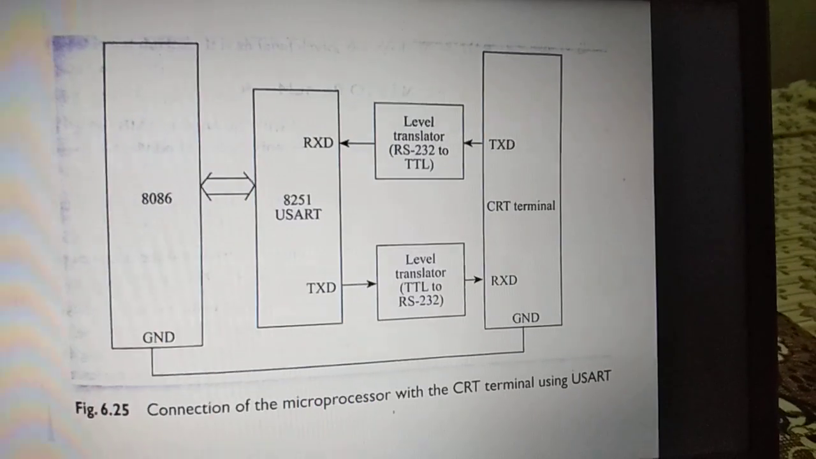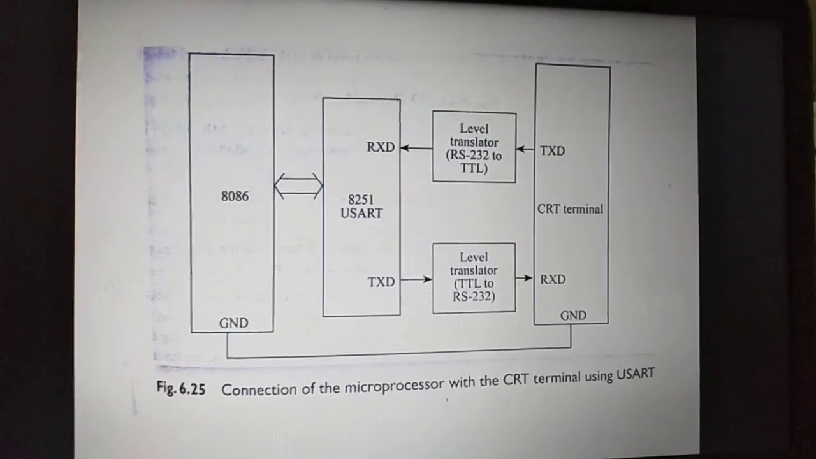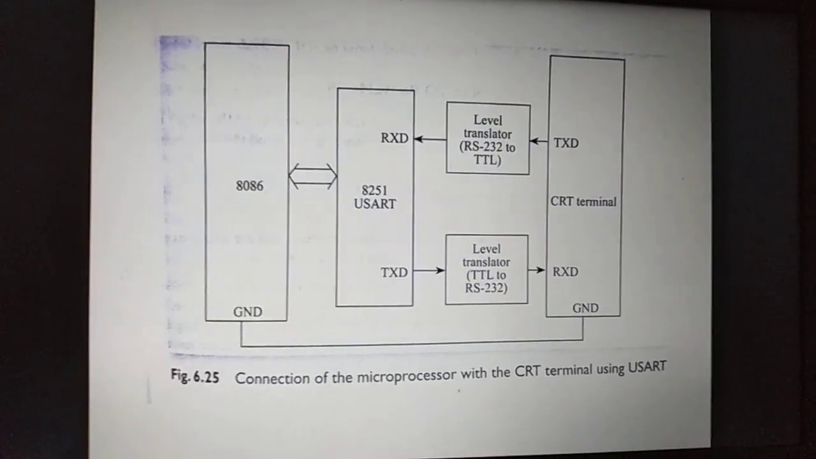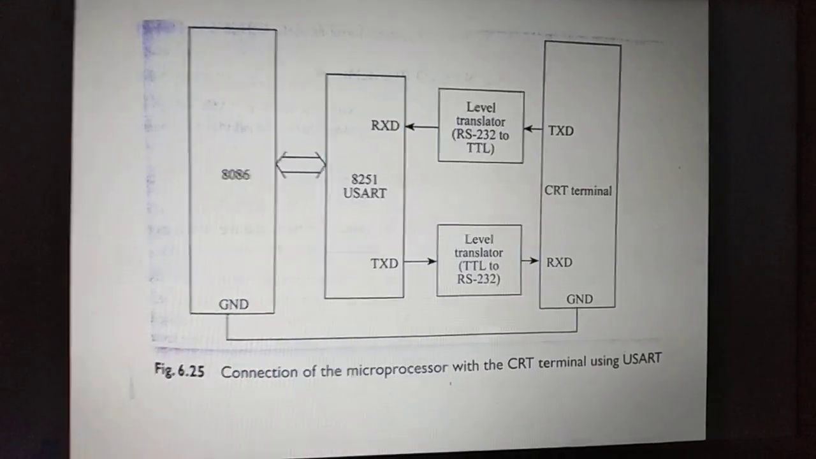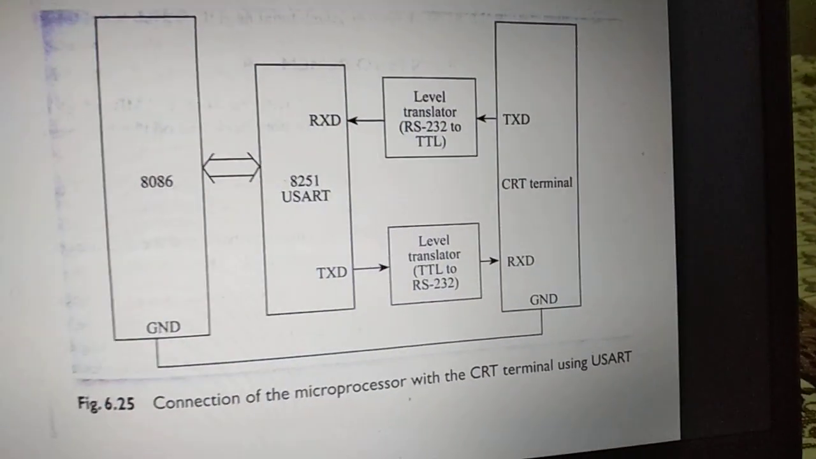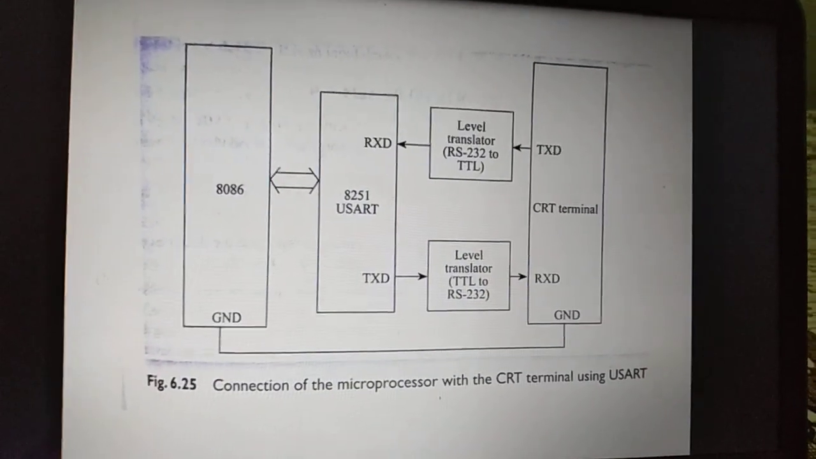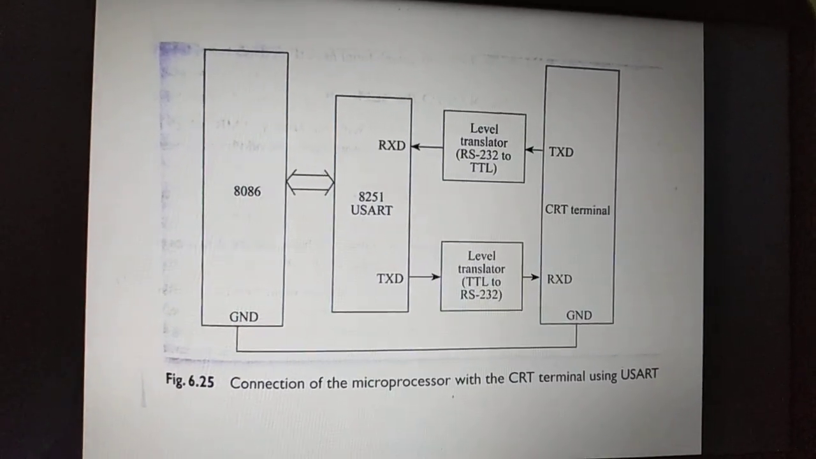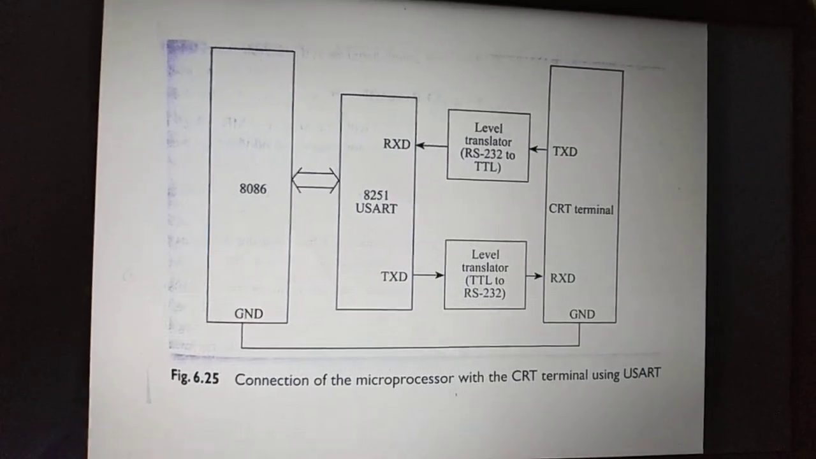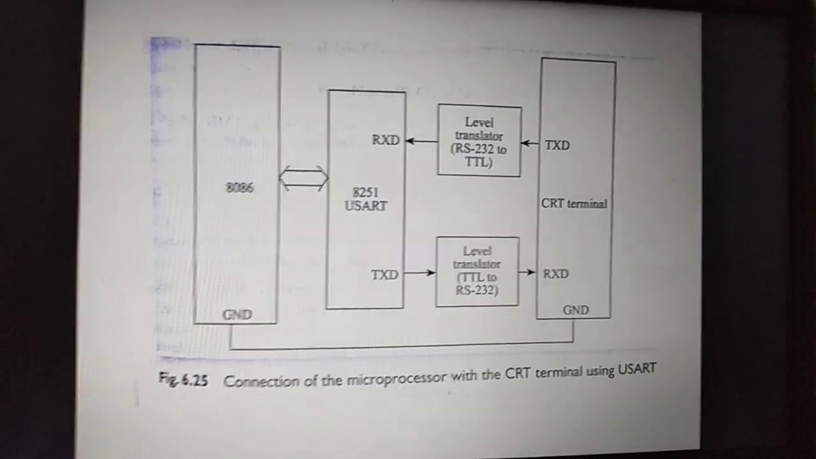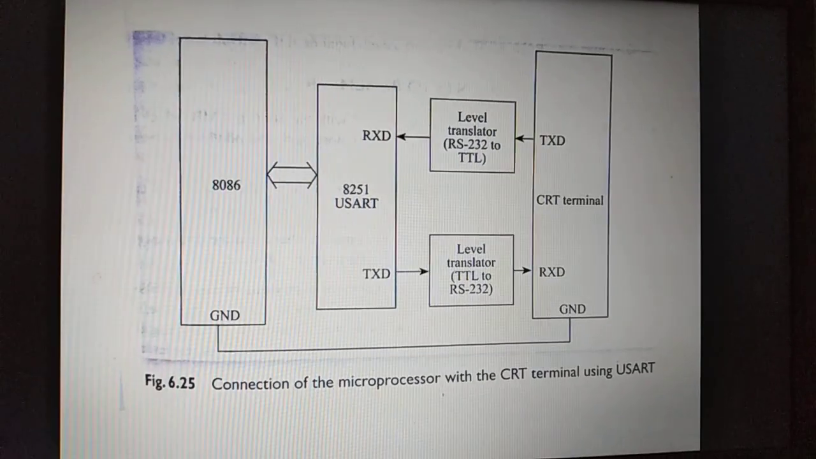And the third method is using the USART interface. USART stands for Universal Synchronous Asynchronous Receiver and Transmitter, and this is an interface used to convert from parallel to serial and serial to parallel. In the previous diagram, those two converters are now replaced by a single interface, the USART. So that's all about I/O interface. Thank you.